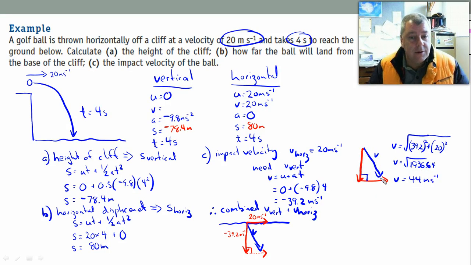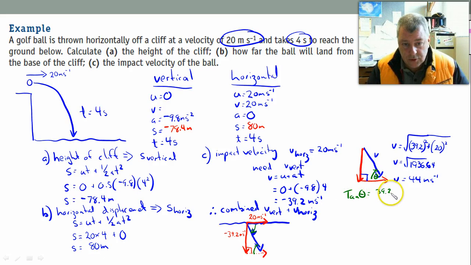No, because we need an angle as well. And we need to work out the angle. Now let's go green. And we want that angle there, down from the horizontal. So that angle there is actually that angle there. So in this triangle here, we want that angle there. So we would say tan theta equals, in this case, 39.2 divided by 20. Theta equals 63 degrees down from the horizontal or up from the horizontal, depending on what you want to say.